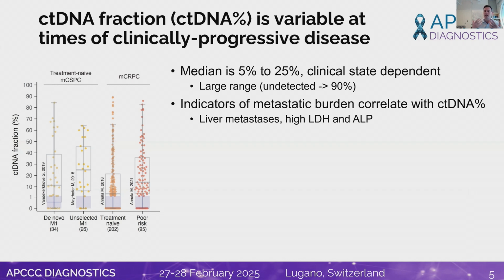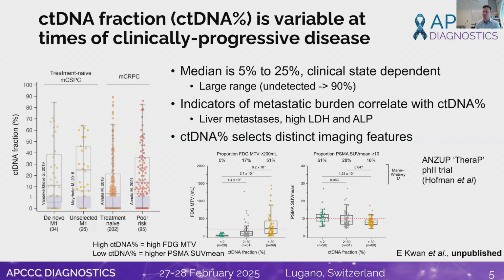As you might expect, anything that indicates that you have higher tumor burden is going to associate with ctDNA fraction. For example, in a recent unpublished study, we've seen that if you have high ctDNA, you're more likely to have high FDG metabolic tumor volume, which makes sense, the concept of proliferative active tumor and high ctDNA. And conversely, low ctDNA is associated with higher PSMA SUV mean.